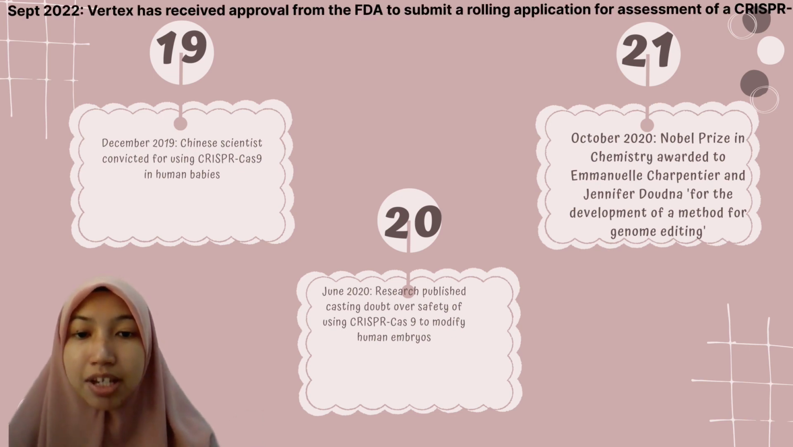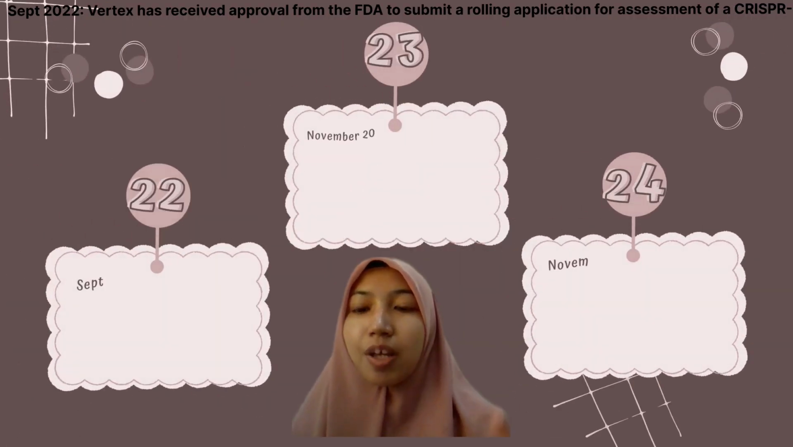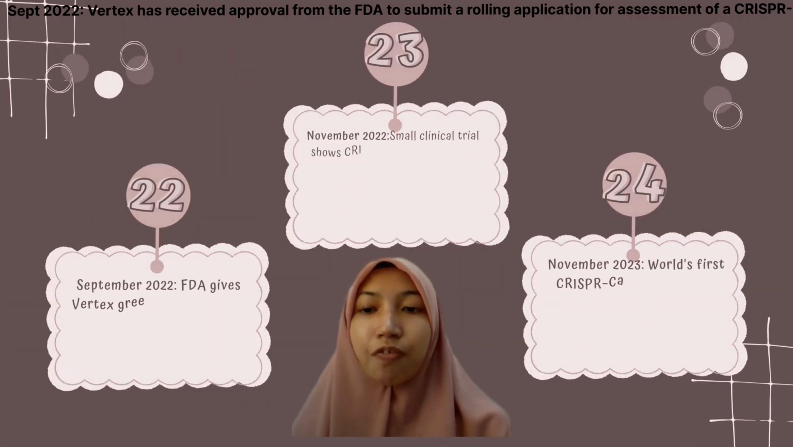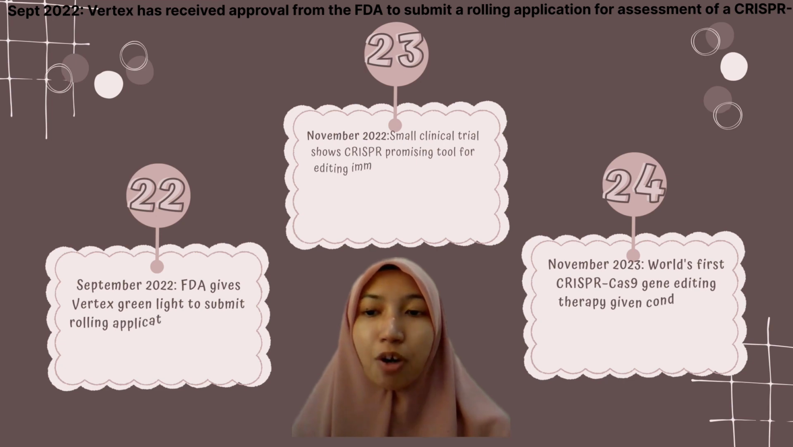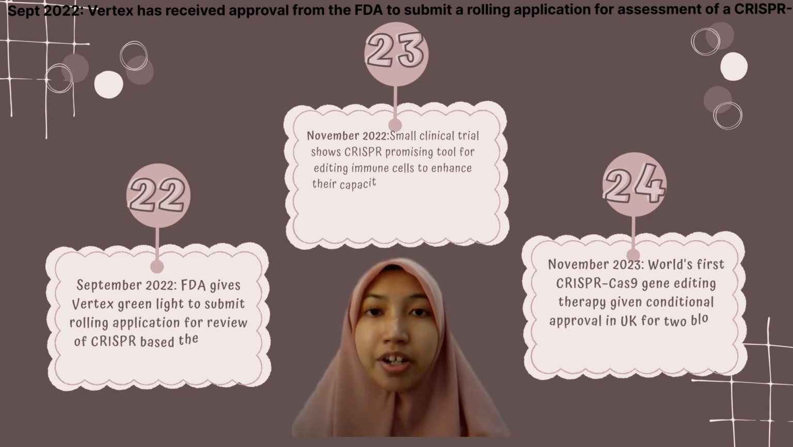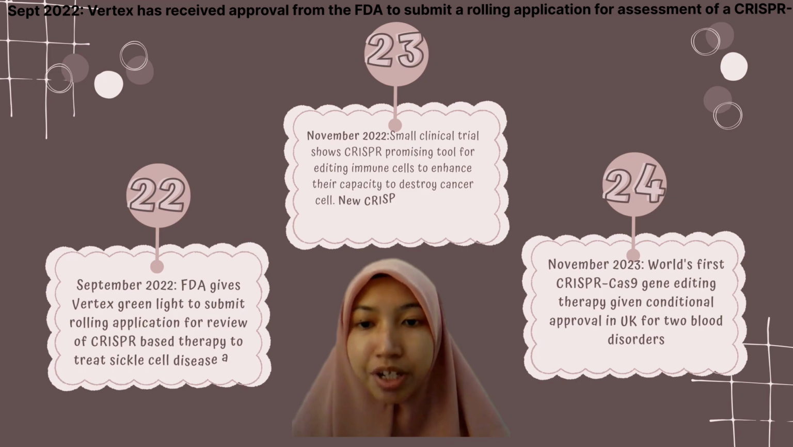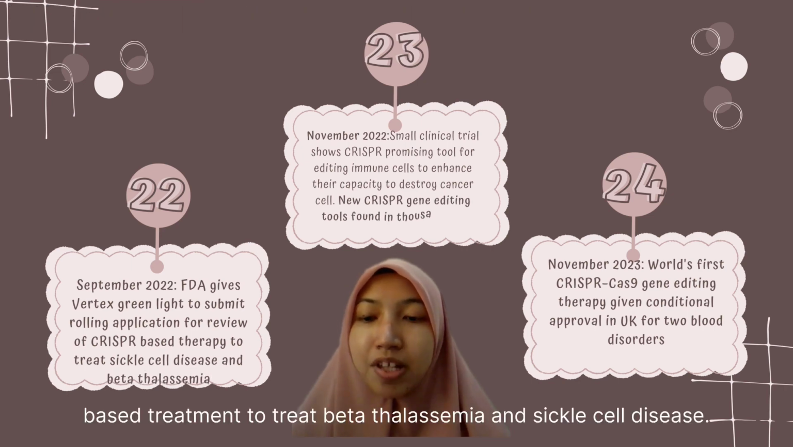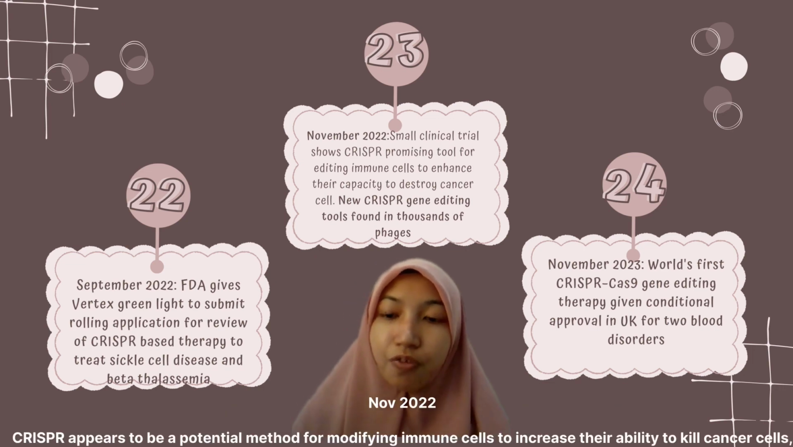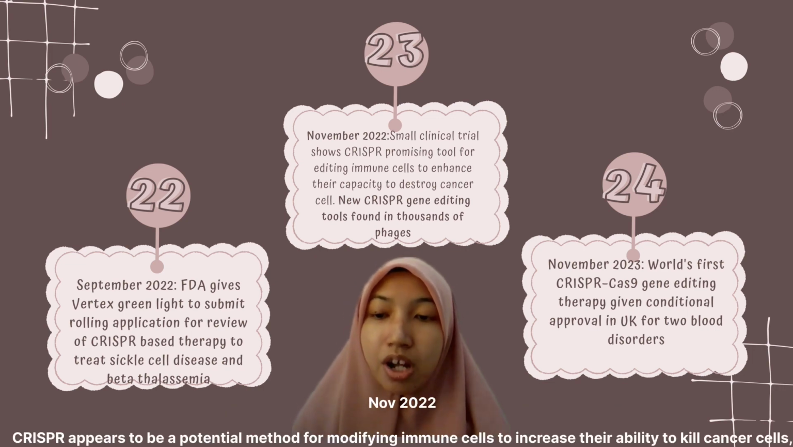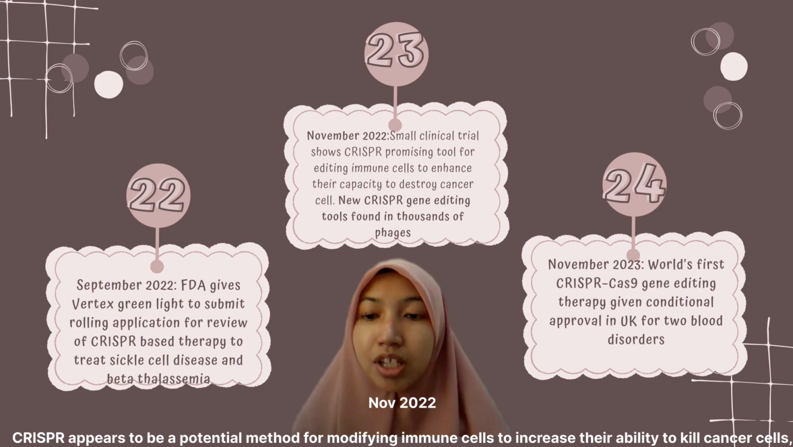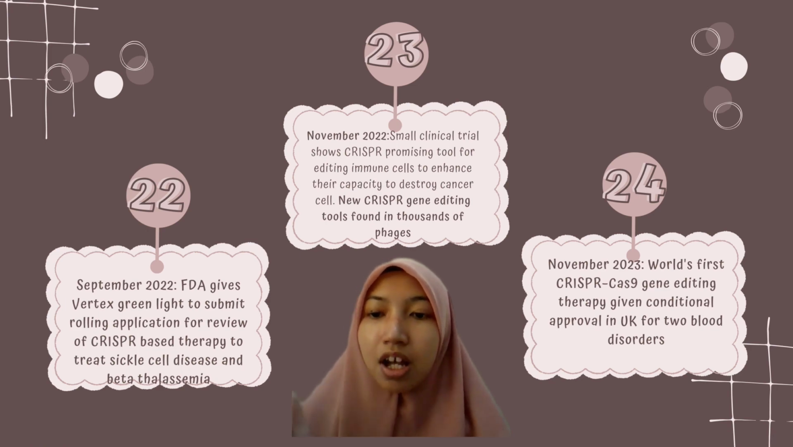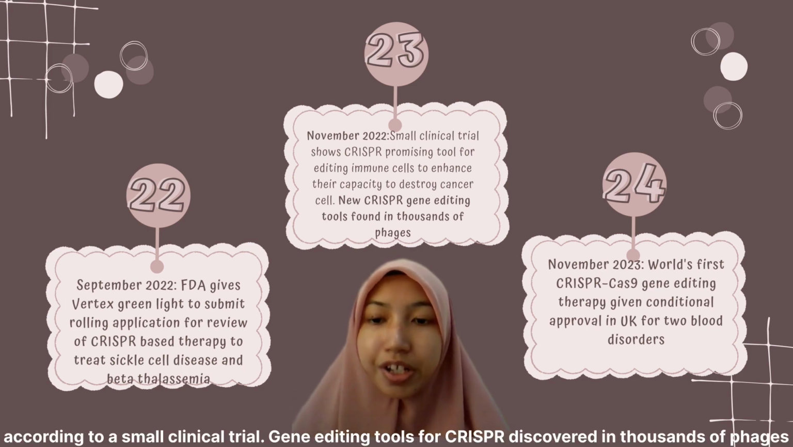for genome editing. In September 2022, Vertex received approval from the FDA to submit a regulatory application for assessment of a CRISPR-based treatment for beta thalassemia and sickle cell disease. In November 2022, CRISPR appeared to be a potential method for modifying immune cells to increase their ability to kill cancer cells, according to a small clinical trial.